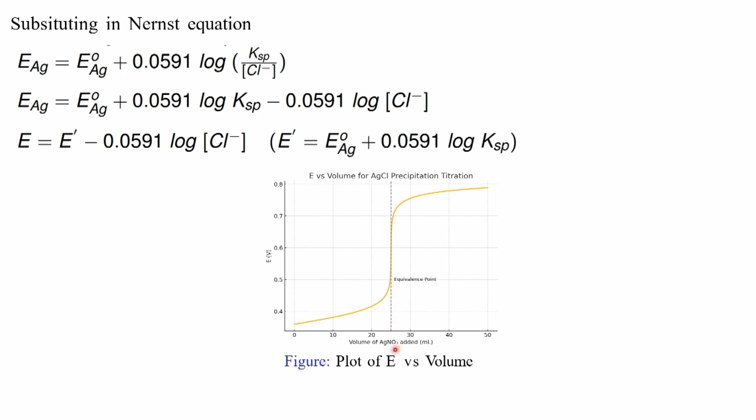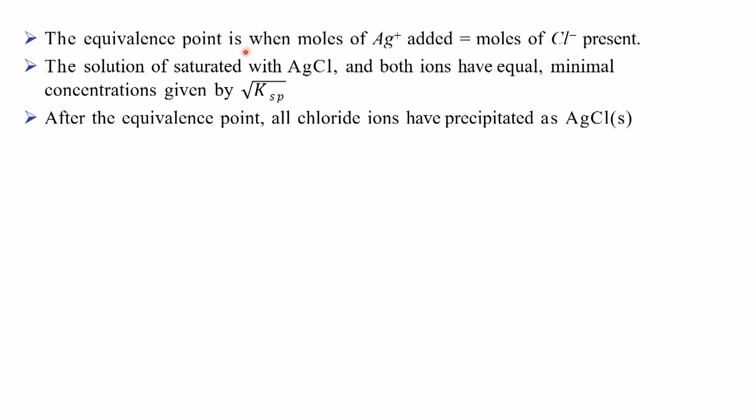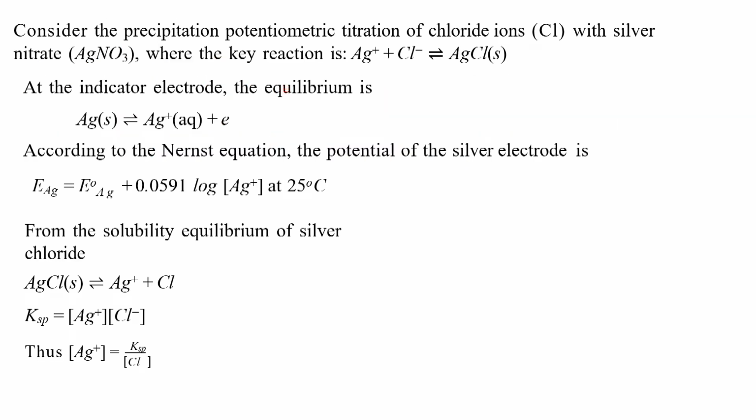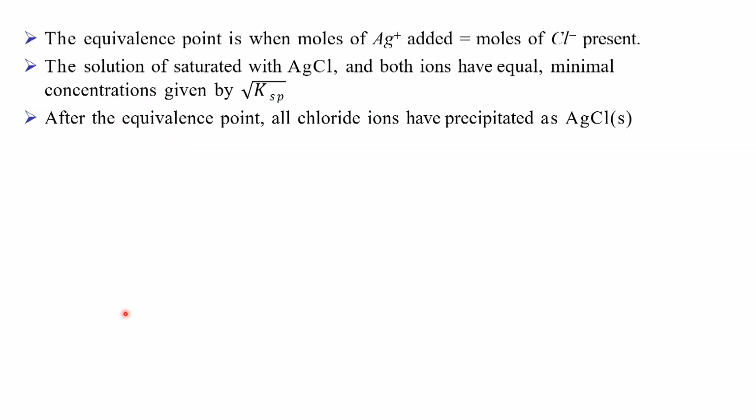So from there we can calculate the volume of AgNO3 from the equivalence point. The equivalence point is when moles of Ag+ added equals moles of Cl- present. The solution is saturated with AgCl and both ions have equal minimal concentration given by the square root of Ksp, right. So you can see this is the square root of Ksp, okay. Since the concentrations of Ag+ and Cl- are equal, okay.